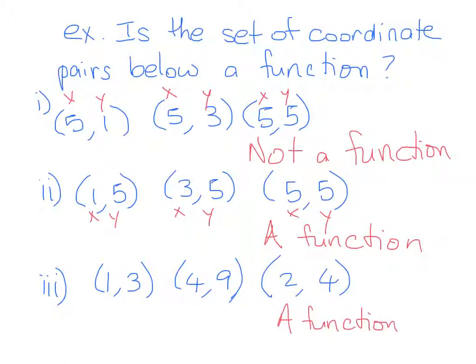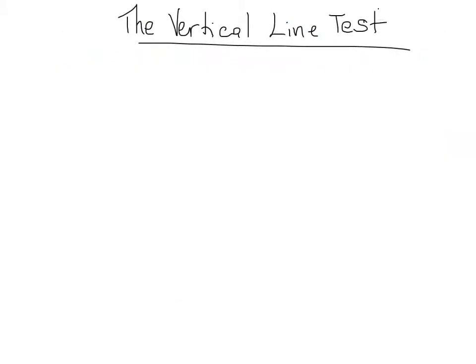Alright, so now we're ready to look at a graph, and we can see how to use that visual to figure out whether or not something is a function. Okay, so there's something called the vertical line test, and you can use it to see whether or not something is a function or not a function.